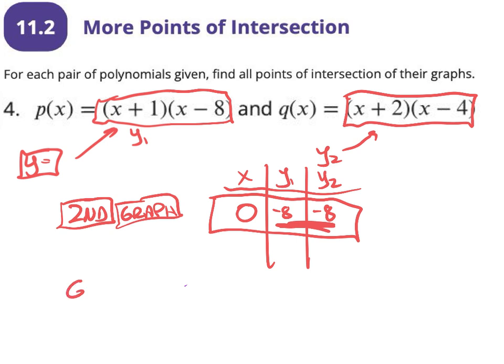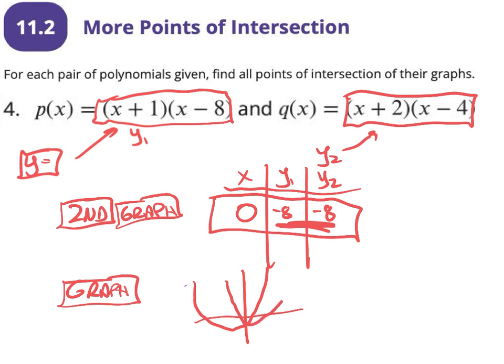Now, if you just go back and hit graph, you will see that one of them goes like this and one of them goes like this. And the point of intersection is right there at 0, negative 8. That's going to show up on your graph.